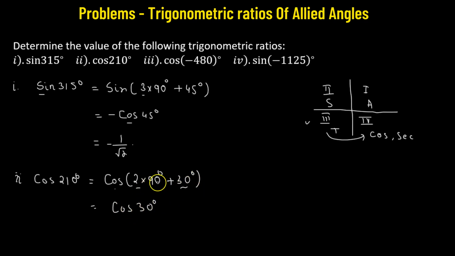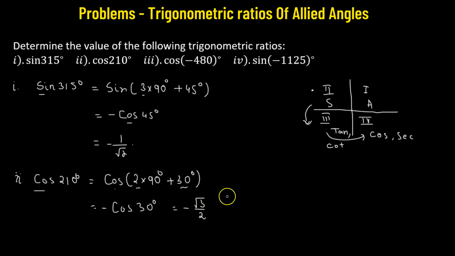Now we'll need to check in which quadrant this particular value, 210 degrees, lies. So 2 times 90 degrees means we are in the second quadrant. And we are also adding 30 degrees to it. Addition takes us to the third quadrant. In the third quadrant, we can clearly see that the tangent and the cotangent functions, these two trigonometric functions, are positive, the rest are negative. So we started out with the cosine function, so whatever result we get, it must be negative in the third quadrant. So we have negative cosine of 30 degrees. Cosine of 30 is square root of 3 over 2. So our final answer will be negative square root of 3 divided by 2.